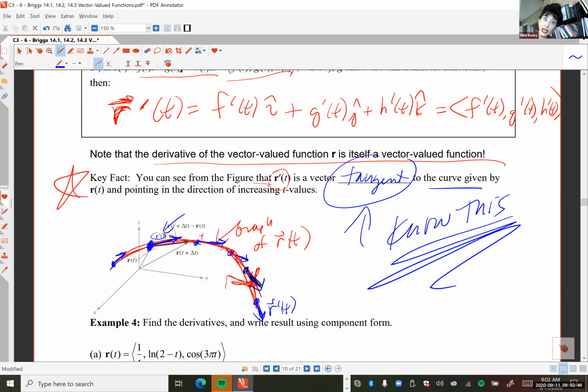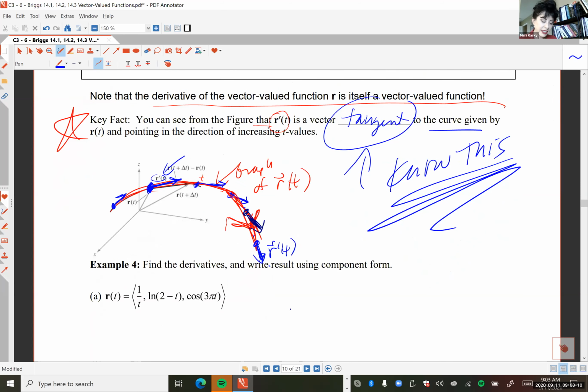Because R prime changes, just like when you got derivatives from Calc 1, which basically gave you slope, those slopes can vary depending on the graph. And similarly here, the R prime is going to change magnitude and change direction depending on where you're taking the derivative, at what point on that curve. But it's always going to be tangent to your curve. So that's key that you know, visually speaking, what R prime is doing here.